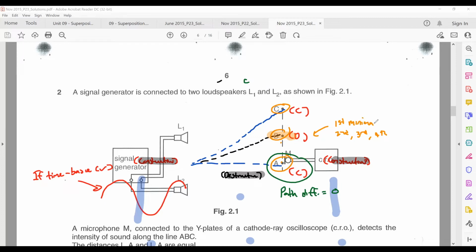Here B is destructive, but I am not sure whether it's going to be the first minima. It could be the second, it could be the third, it could be the fourth. The question never said that the points A, B, and C are right adjacent to each other. They didn't say that, so I cannot assume that this one is actually the first minima. It could be the second, the third, the fourth. Because you're not sure, you cannot be specific about the path difference. You use a general path difference, which is n plus half lambda.